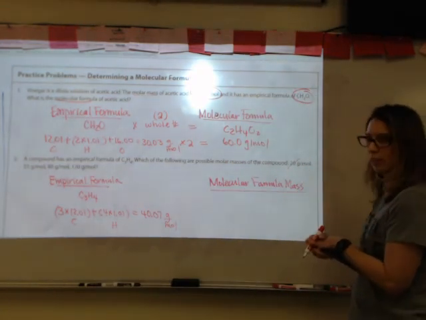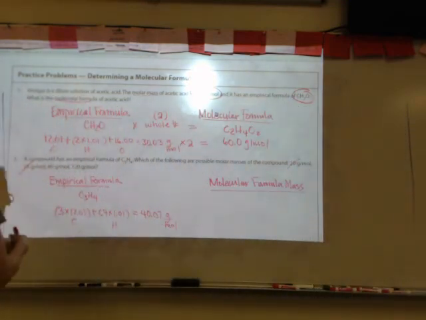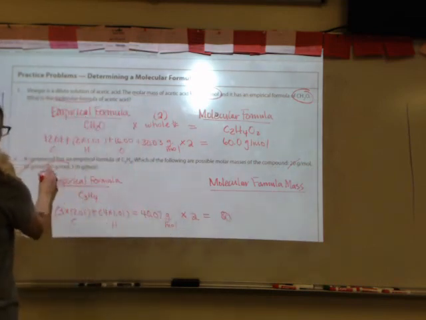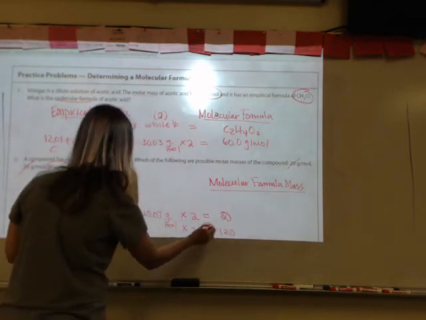There's no way it's 20. There's no way it's 55. Could it be 80? Sure, because 40 times 2 would be 80. That's a possibility. Could it be 120? Sure, 40 times 3 is 120.